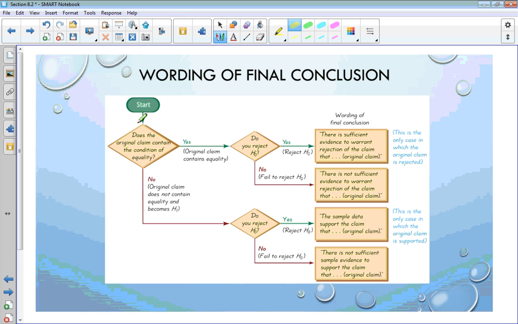In that case, it did not have equality in our original claim. So we came down this way. Do we reject? Yes, the sample data support the claim. If we fail to reject, which we did, there is not sufficient sample evidence to support the claim. If your original claim contains equality, when we reject, there is sufficient evidence to warrant rejection of the claim, and if we fail to reject, there is not sufficient evidence to warrant the rejection of the claim.